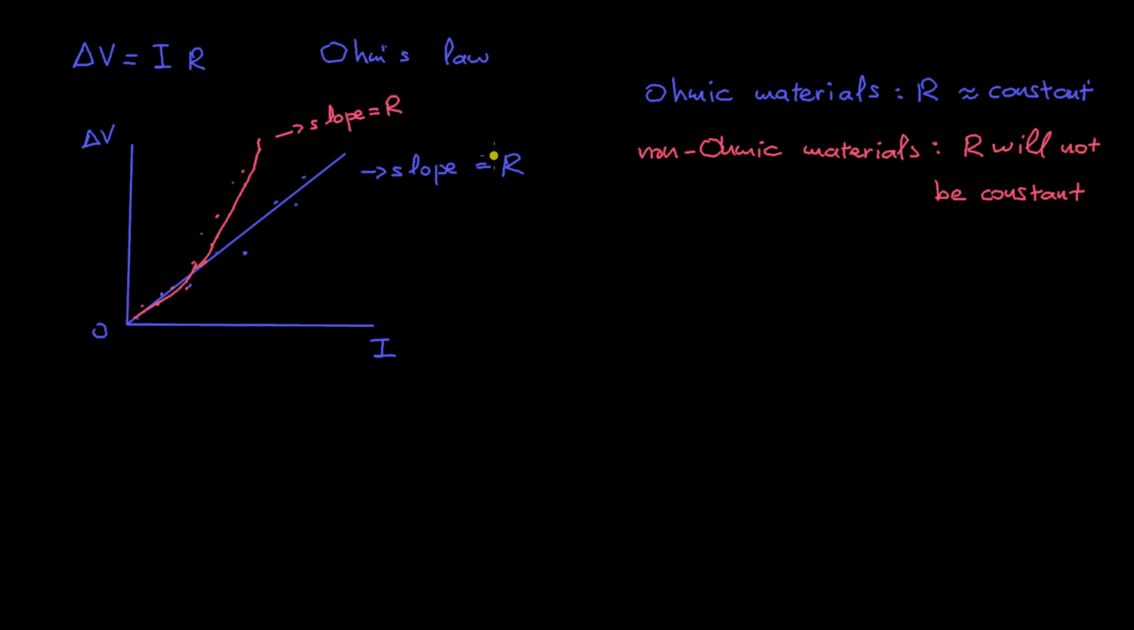And even if you do just a few measurements, you don't have to do the entire graph, just a few measurements and you will still see the resistance for a bulb is changing as you change the delta V across the bulb. So the filament of the bulb is made from non-ohmic material.